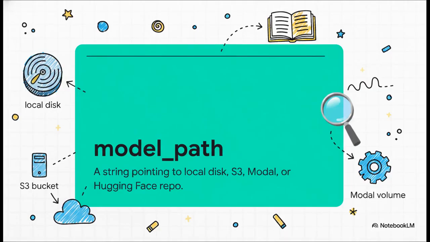Let's actually zoom in on that model path column for a second, because this is key. It's intentionally defined as just a simple string. Why? Because it doesn't matter if your model weights are sitting on a local disk during development, stored in an S3 bucket in production, chilling on a Modal volume, or resting in a Hugging Face repo. The registry doesn't care where the bytes live. It literally only cares that the database row knows exactly where to find them. This is what keeps your architecture delightfully flexible.